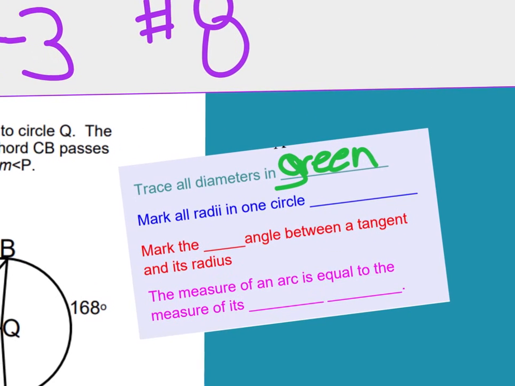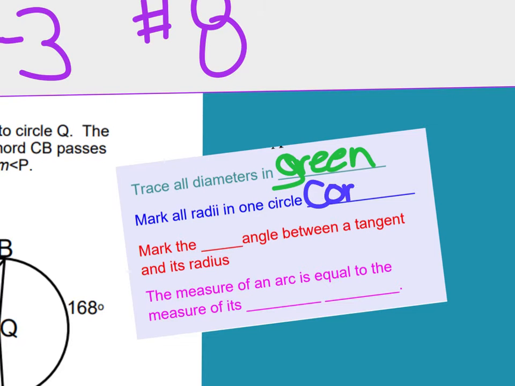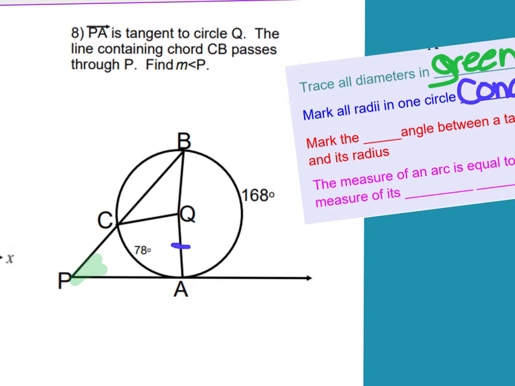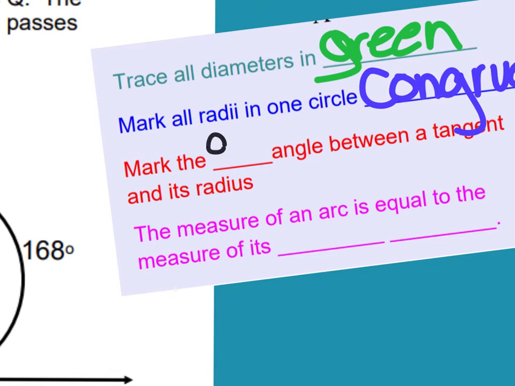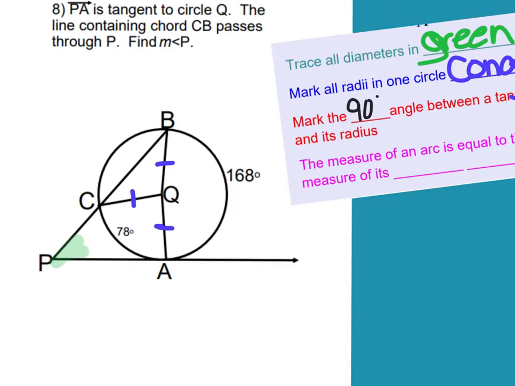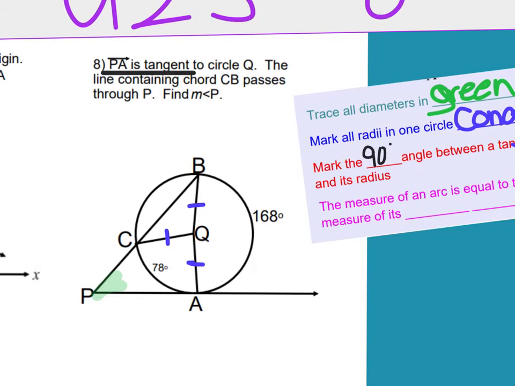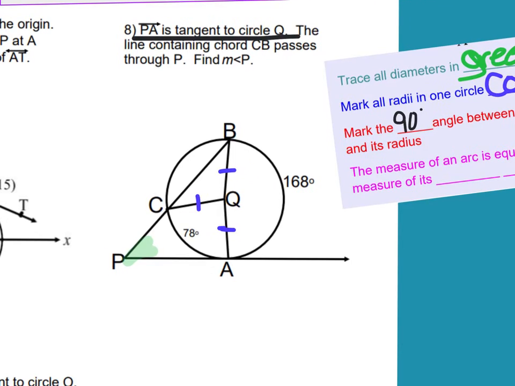The second suggestion is to mark all radii in one circle congruent. And I do have 3 radii that I'm going to mark congruent. I don't know how that helps me yet. Hopefully we'll figure that out soon. The next suggestion is to mark the 90-degree angle between any tangent and its radius. It tells us that ray PA is tangent to circle Q. So I know that this is a 90-degree angle because it's where the tangent meets the radius, QA. So I know that's 90 degrees.